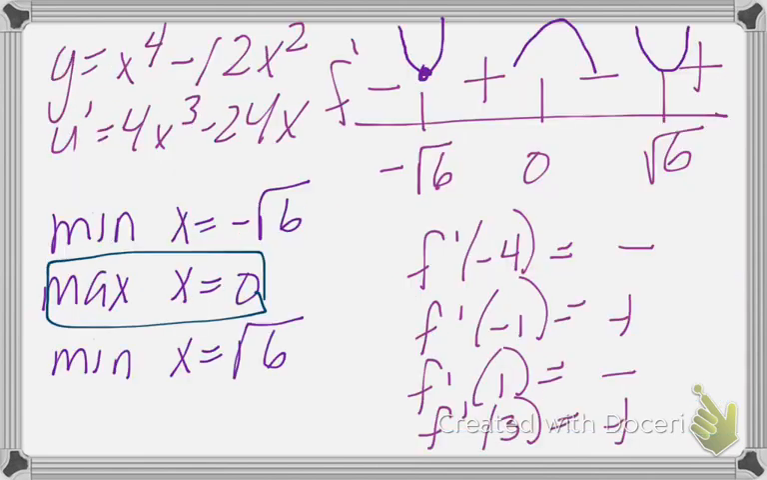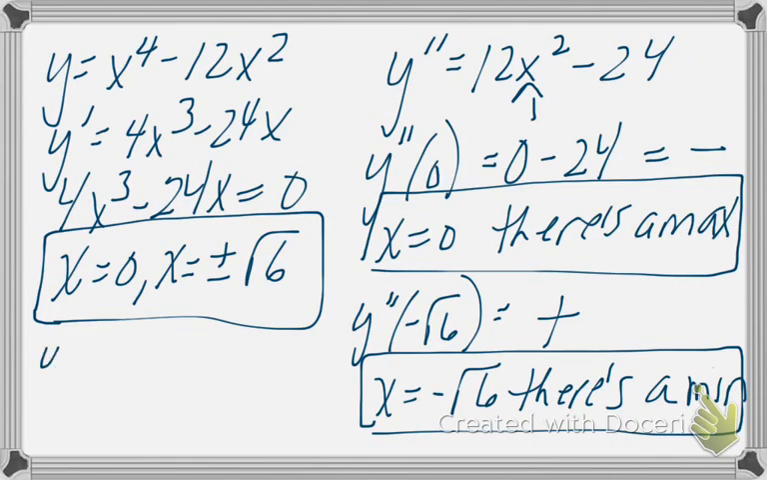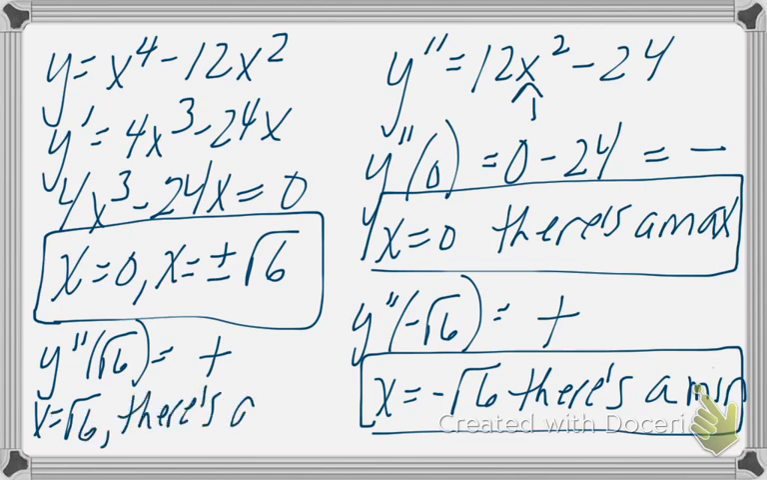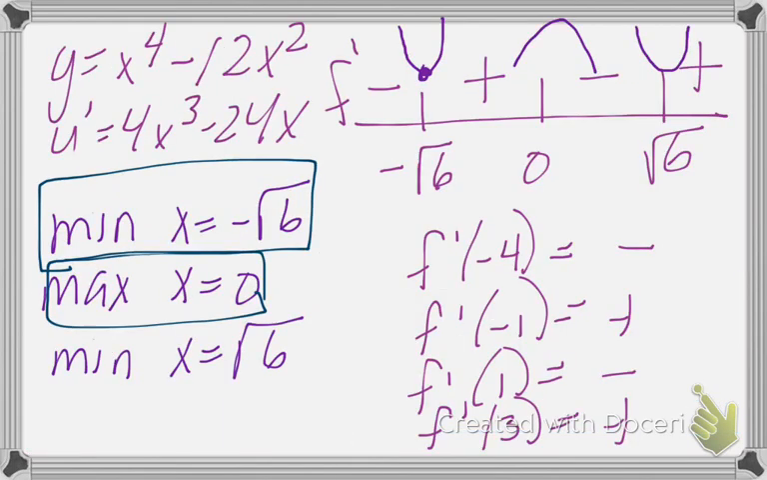Okay, let's double check this. At x equals negative radical 6, there was a min. We have one more to try. y double prime of positive radical 6. And when you put that in, you're also going to get a positive number. And therefore, at x equals radical 6, there's a min. So let's just double check that. At x equals radical 6, there's a min. So you can see it works for both ways, whichever way you like better.